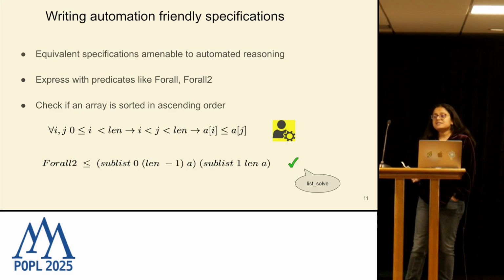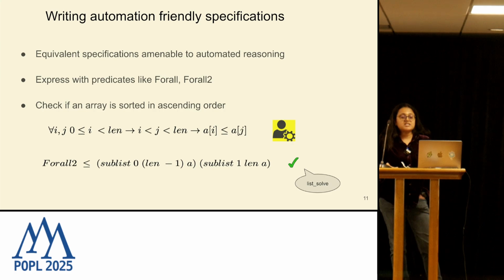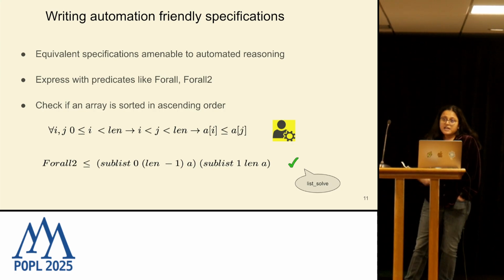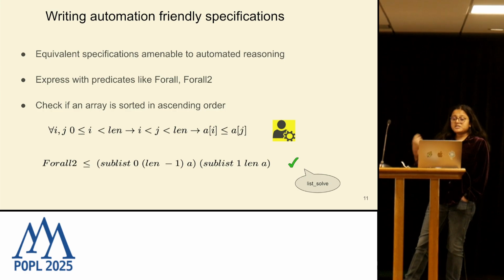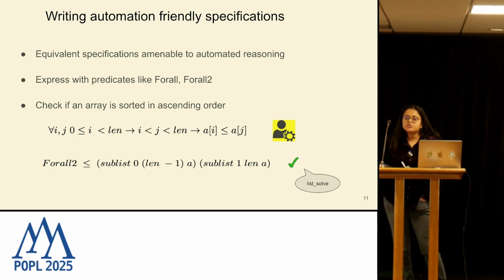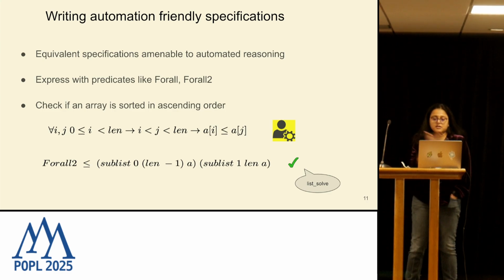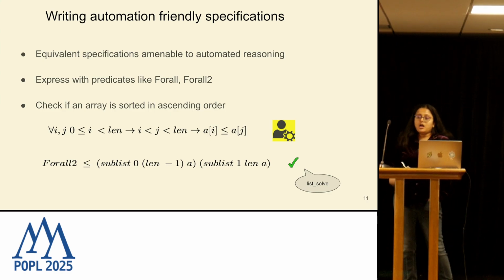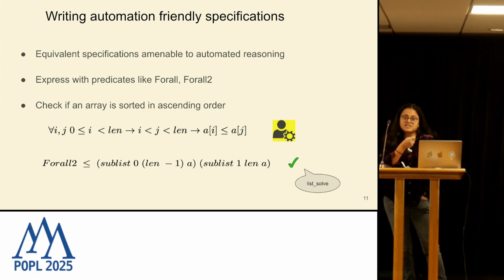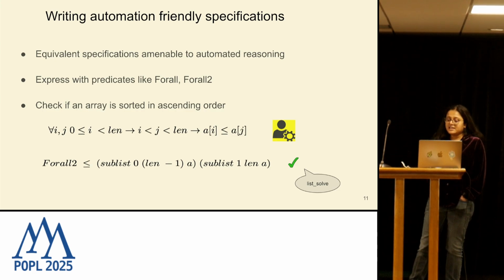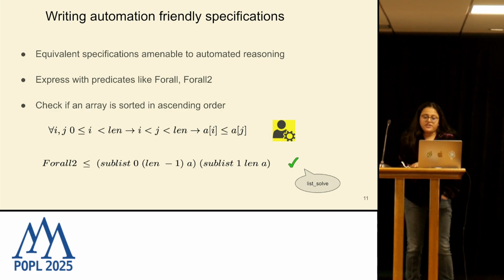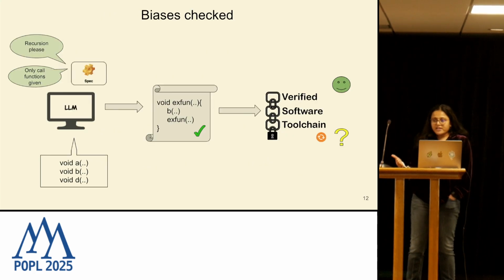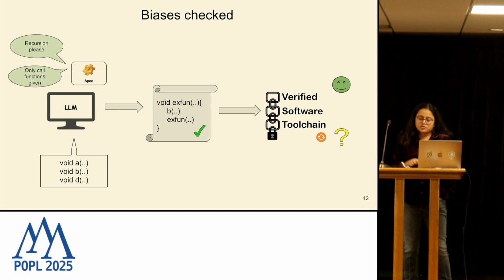Now, the second part is not related to the biases, but we tend to write specifications that are automation friendly. VST comes with a set of very advanced tactics and algorithms. One of them is list solve, wherein we observe that writing specifications with predicates like forall2, instead of inlining them, like writing a spec for ascending order, writing specifications using a predicate and expressing the relation of pairwise elements would help automate it better. So we tend to write specifications that are automation friendly. Now, once the biases are checked, we feed the program to StepAuto for verification.